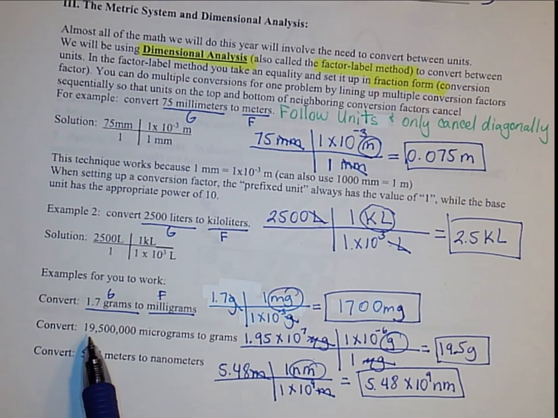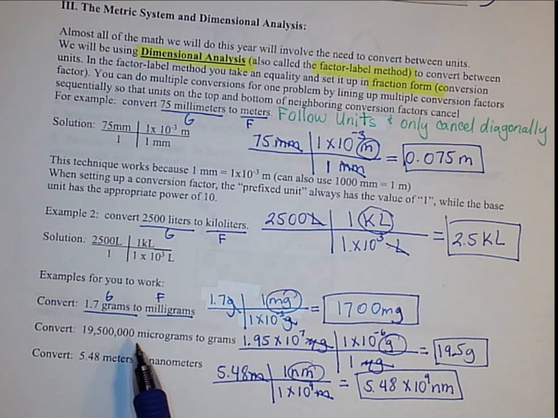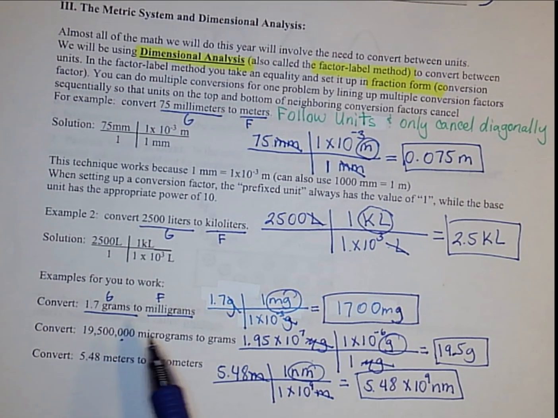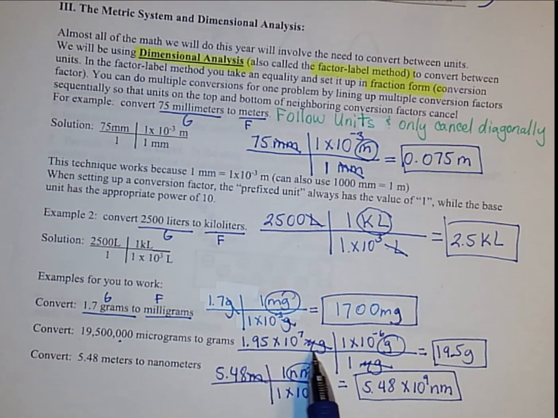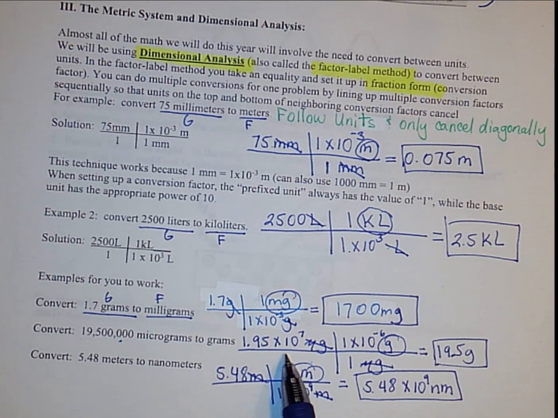We have 1.95 times 10 to the 7th micrograms. This is too big of a number. Errors could be made, you guys. Make sure that you put it in scientific notation before you even start putting the problem into the calculator to work it out. Too many zeros, you can forget a zero or something and make a mistake.